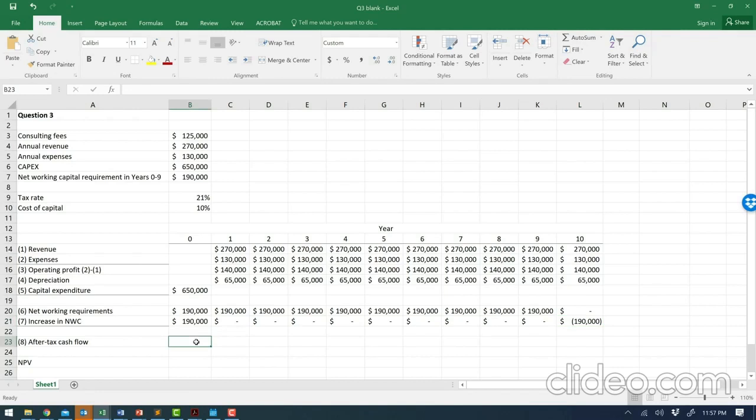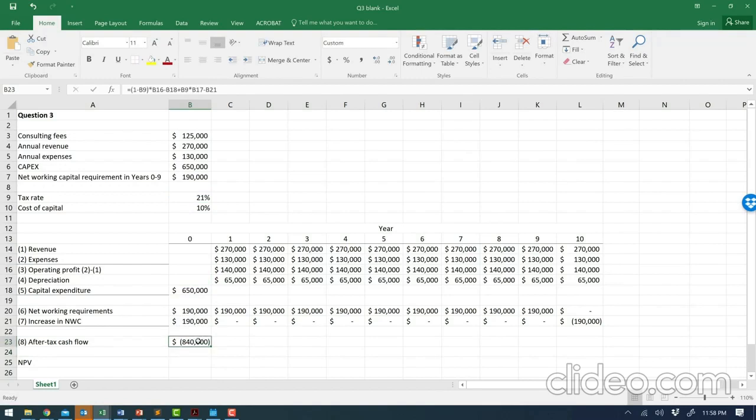Now, in line 8, I will use the definition of after-tax cash flow to compute after-tax cash flows every year. By definition, it is 1 minus tax rate. Recall that the tax rate is 21%, multiplied by operating profit, minus capital expenditures, plus depreciation tax shield, which is computed by tax rate multiplied by the depreciation expense, minus increase in net working capital.